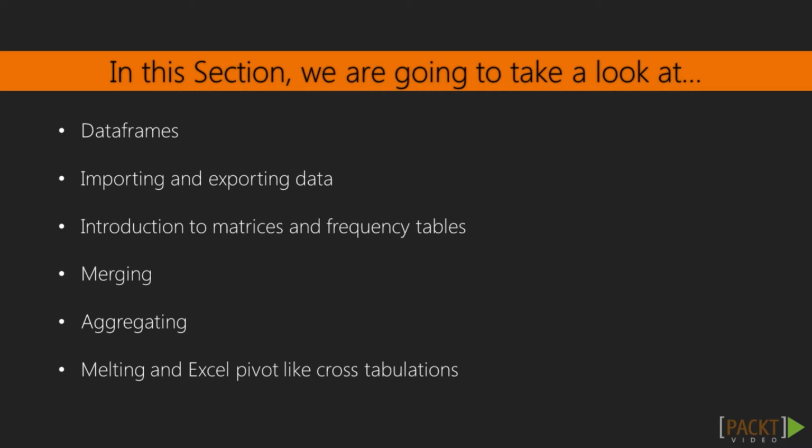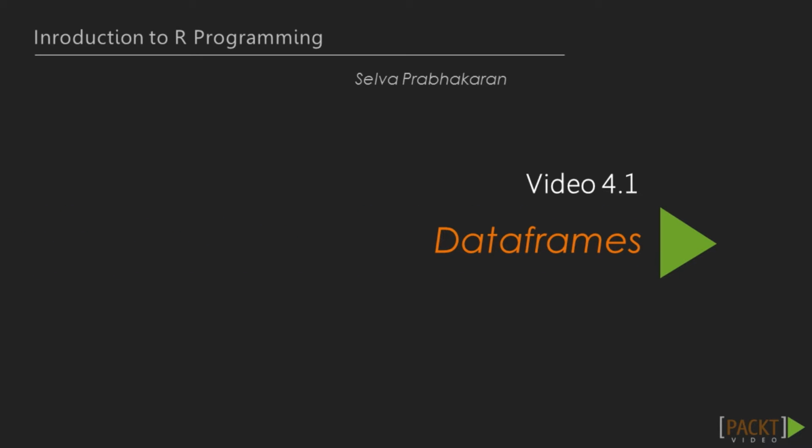We will cover how to work with data frames. Then, we will see how to import data from external files to R, as well as exporting data. We'll have a quick go through the introduction of matrices and frequency tables. We'll see the different forms of merging and aggregate data to a desired level. Finally, we'll learn how to make Excel pivot-like cross-tabulations. Towards the end of this section, you will feel comfortable and confident to do any kind of tasks with data frames. Let's get started with the first video of this section, where we will get introduced to data frames.